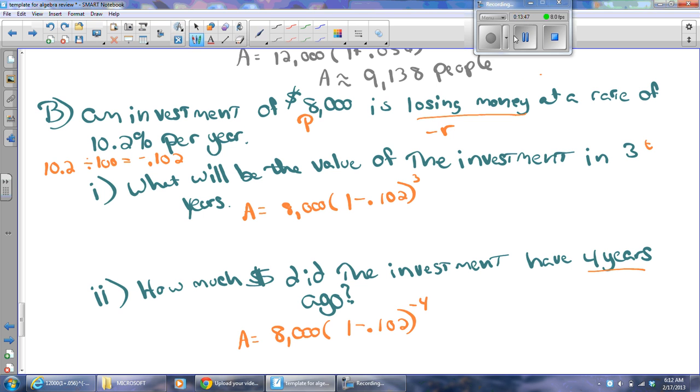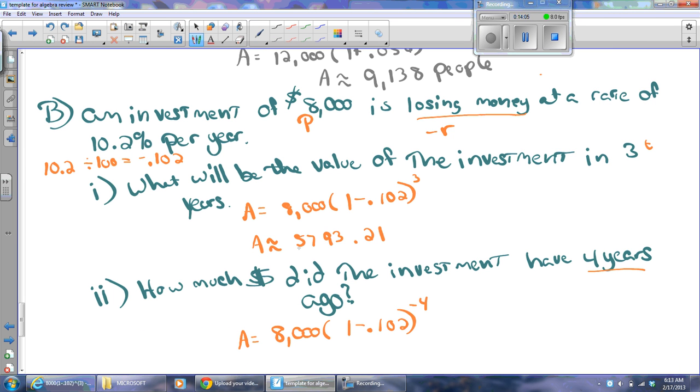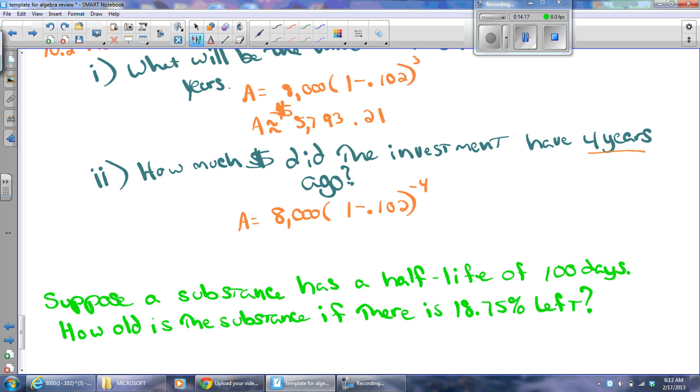Okay, and so A ends up being approximately $5,793.21. I can remember the decimal, I can't remember the middle one. I think it's 93. It is 93. Okay, now to do the other one, all I have to do is change the exponent to -4. So this ends up being approximately $12,032.25, and it was just a crunch problem on the calculator.